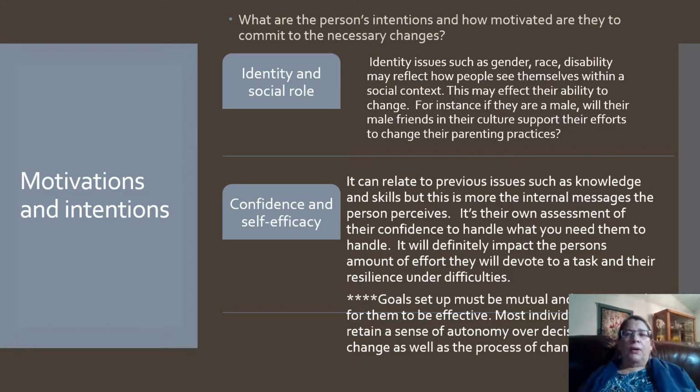Now, the other part of motivation and intentions belongs to the person's identity and their social role in the family system. And so, what is their gender, their race, and do they have any disabilities that may reflect on how other people see them, or how the client thinks other people see them? And this may affect their ability to change too.